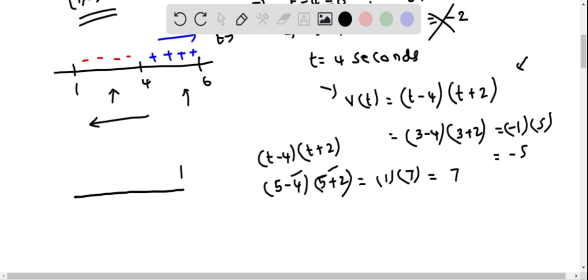So we can represent it like this. It is moving towards the 4, to the left. This 1 represents t equal to 1 second, and when the object is over here, that is t equal to 4 seconds. And we already figured out that when t equals 4 seconds, it changes direction.